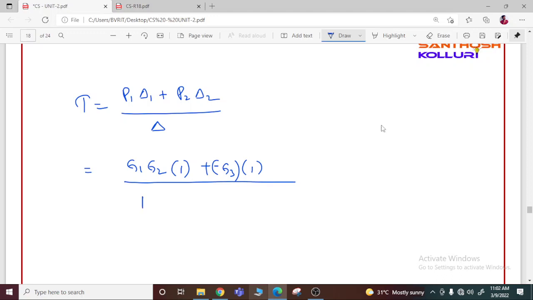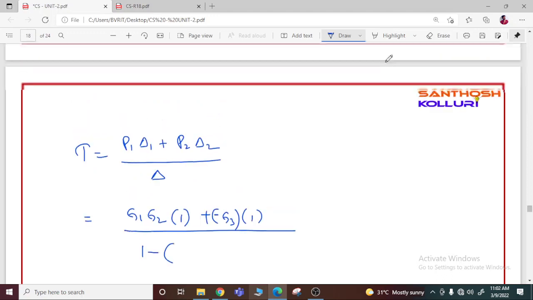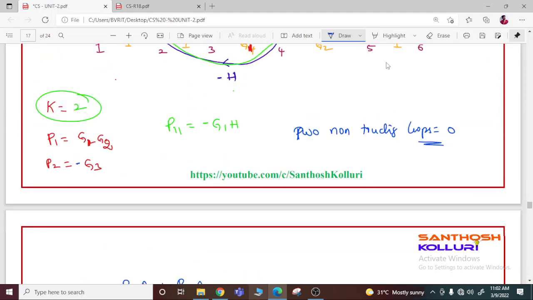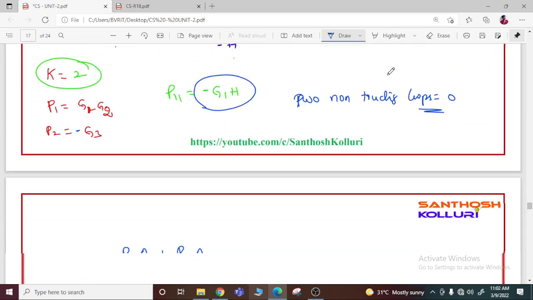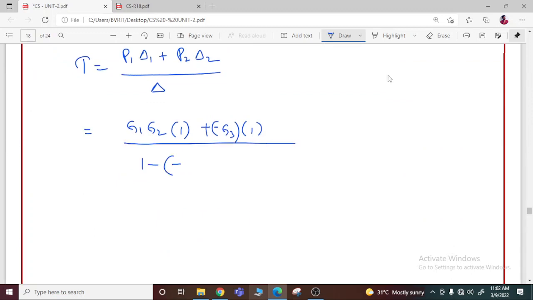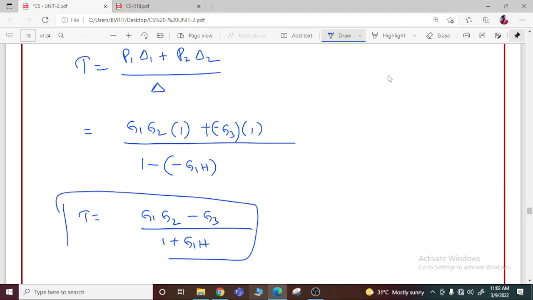So delta is 1 minus the individual loop gains. The individual loop gain is minus G1 into H, so 1 minus of minus G1 into H. So the transfer function will be G1 G2 plus minus G3 divided by 1 plus G1 into H. So this is the transfer function from this block diagram.